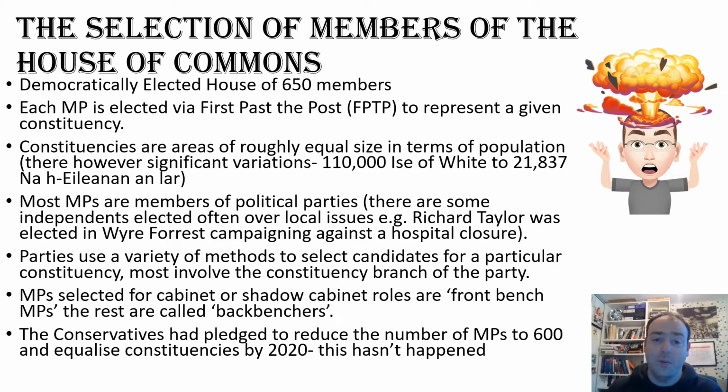Now, the constituencies are of roughly equal size in terms of the voting population within them. However, there are some fairly large discrepancies. The most notable of these is if you take the two extremes. The biggest one is the Isle of Wight, which has 110,000 voters, whilst the smallest is up in the Western Isles in Scotland, which has only 21,837 in the constituency of Na h-Eileanan an Iar, if I've said that right, which I probably haven't. But that is the smallest constituency.